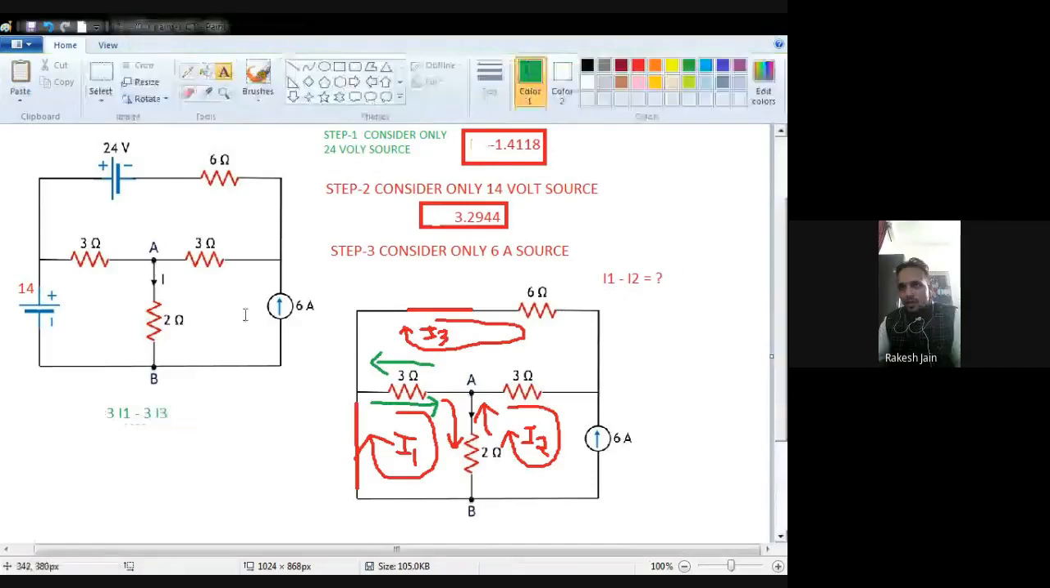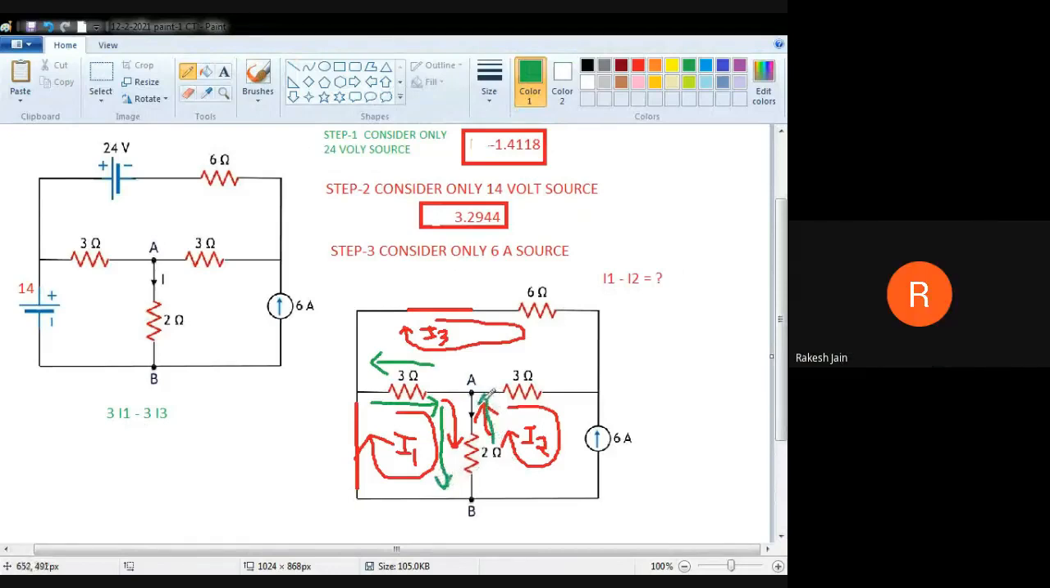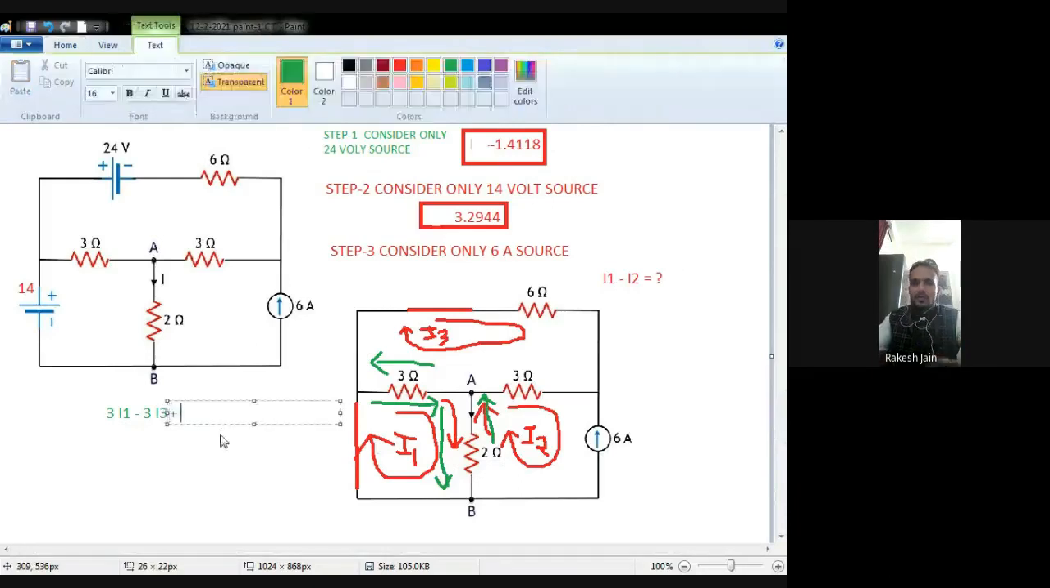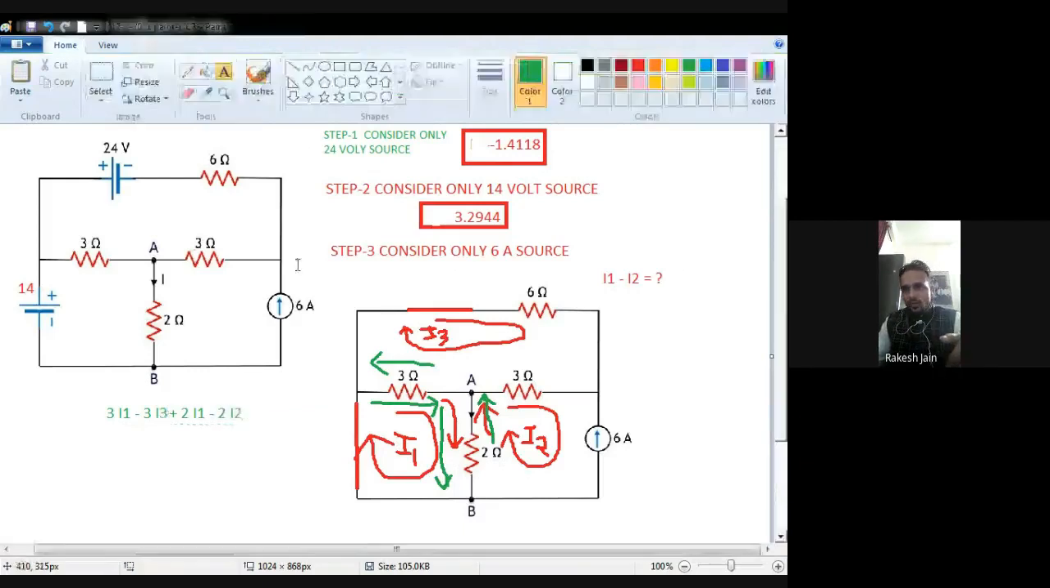Okay, now I am removing all those things. Now we are going to see step number 3. And what is step number 3? Now consider the last source, the 6 ampere source. So consider only the 6 ampere source.